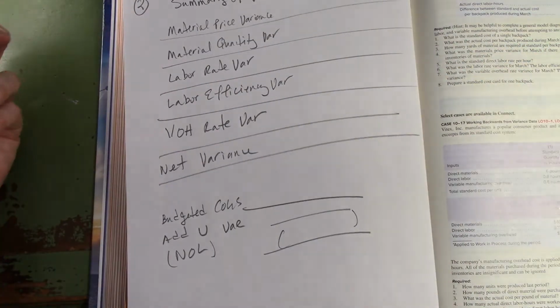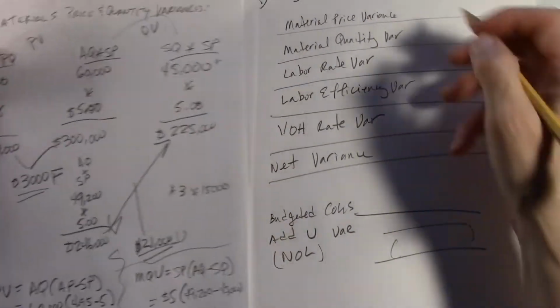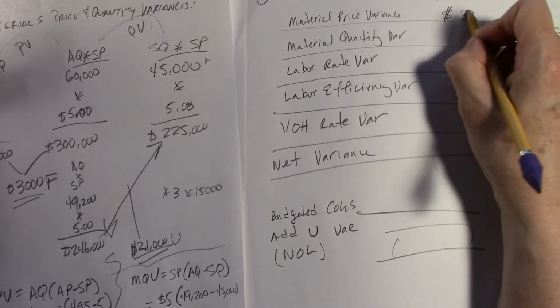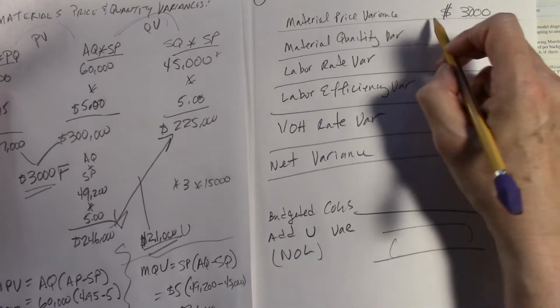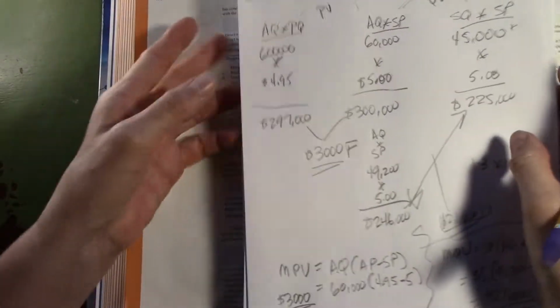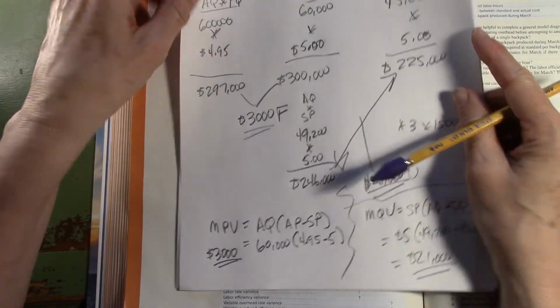So let's put this in our summary then. All right, so we've already got the materials price variance, and it's 3,000. We got our material quantity variance, that's 21,000. All right, because we got to do our summary. So we don't really need this anymore.